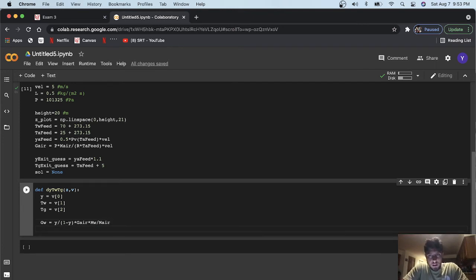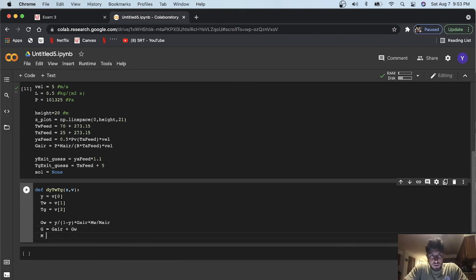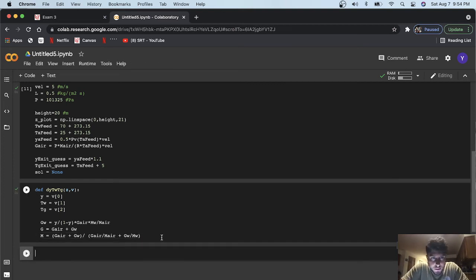We're also going to need the total gas flow rate, so we're going to do gas of the air plus gas of the water. We're also going to need the average molecular weight, and the equation for that is the gas flow rate of the air plus the gas flow rate of the water, and then that's going to be divided by the gas flow rate of the air divided by the molecular weight of the air plus the gas flow rate of the water divided by the molecular weight of the water. Run it, everything looks good.